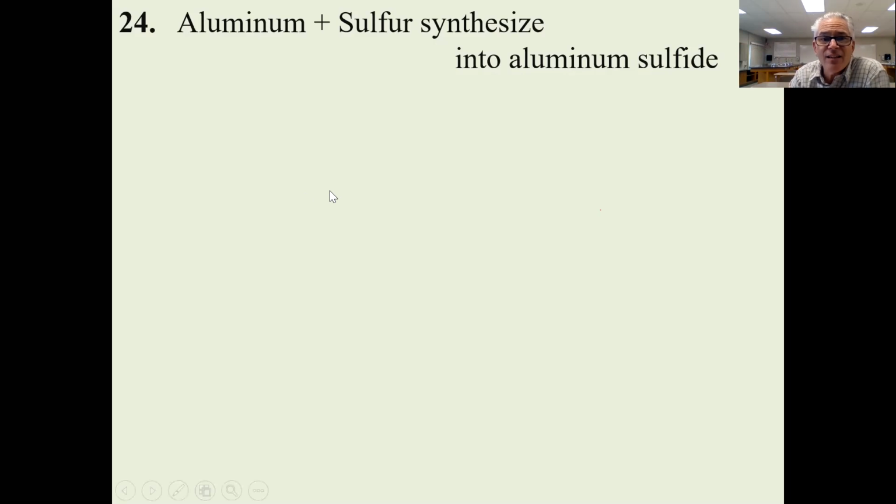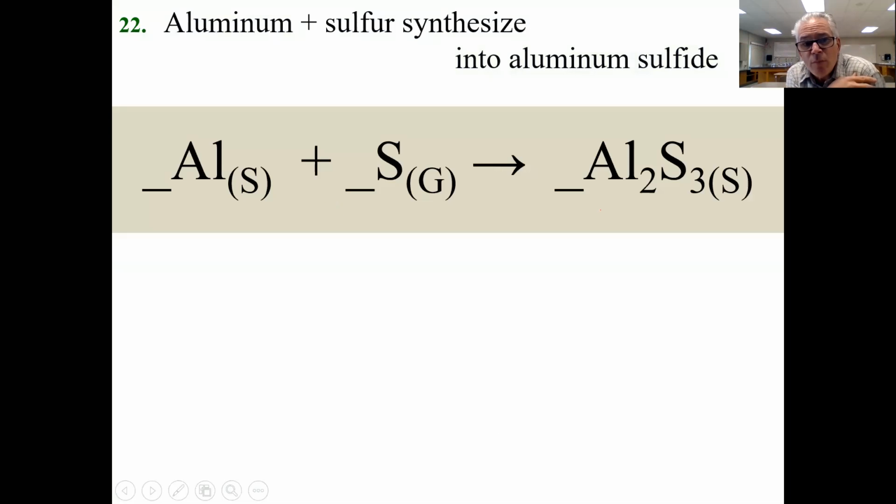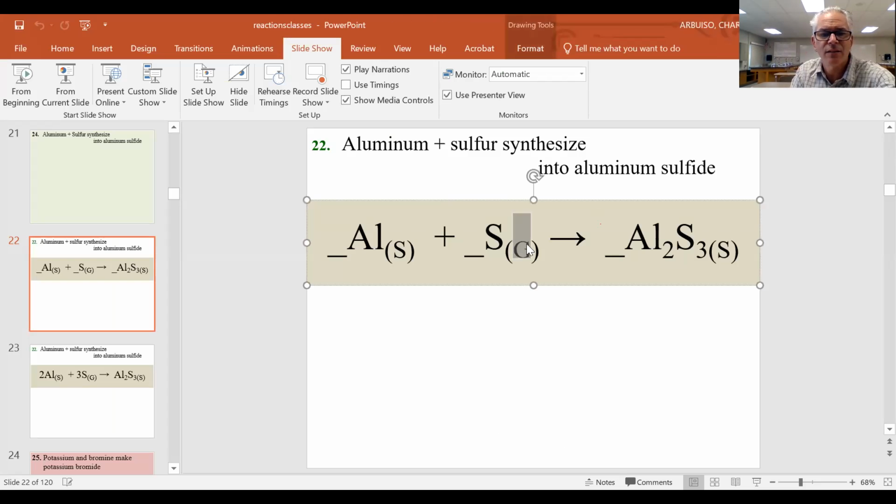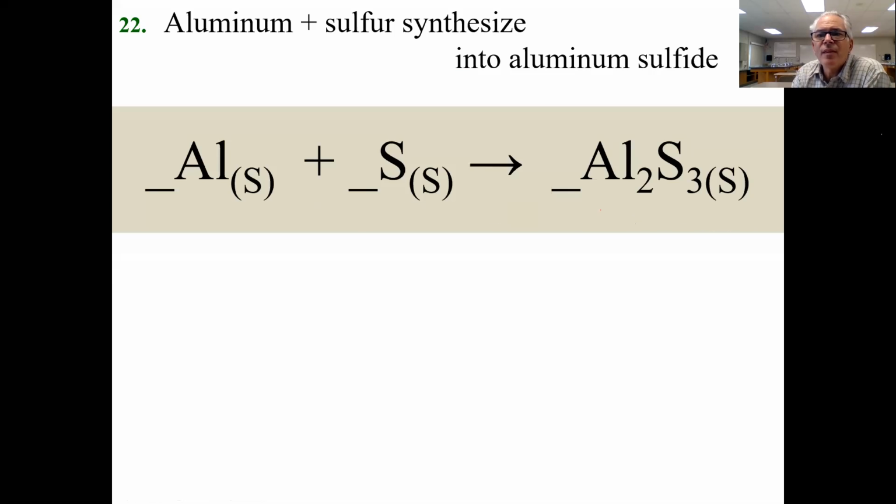So the skeleton is going to be aluminum solid plus sulfur gas. That's a mistake. It's sulfur solid, right? I don't know how that came up. Who made this slideshow? Ye gads. Sulfur solid. I'll fix that right now because I don't even like looking at that. It's a solid. There we go. Makes aluminum sulfide ionic solid.